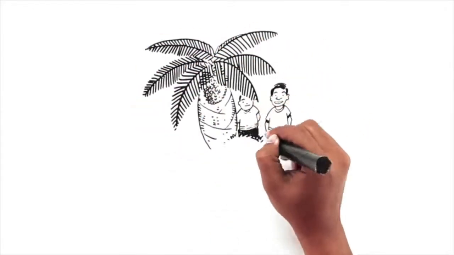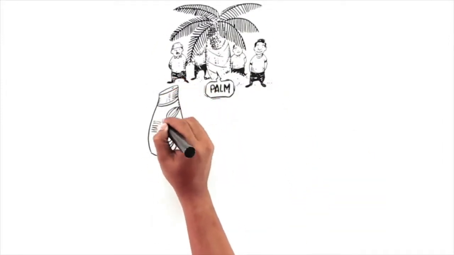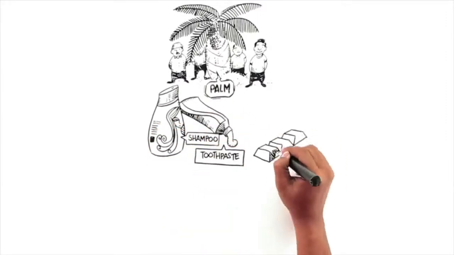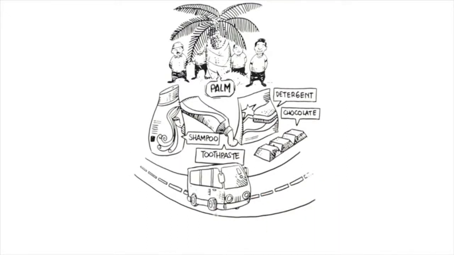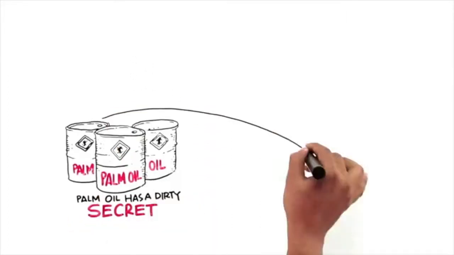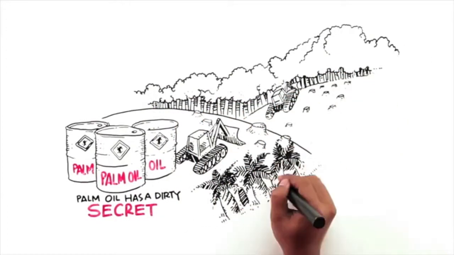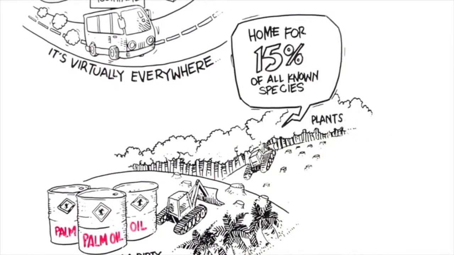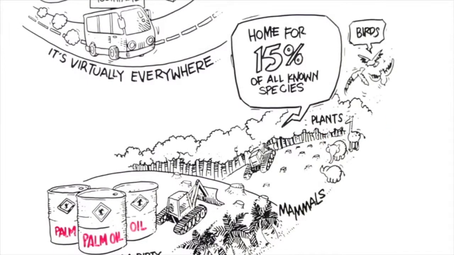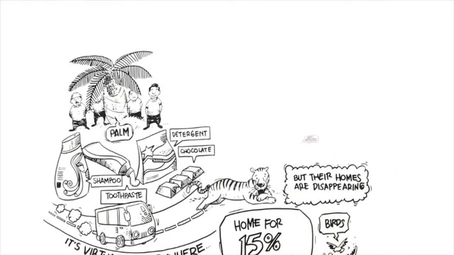There's a good chance that you use palm oil every day without even knowing about it. It's an ingredient in products as diverse as shampoo, toothpaste, chocolate, and detergent, and even sometimes used in the fuel in our cars. It's virtually everywhere. But some palm oil has a dirty secret: forest destruction. Indonesia's rainforests are being cleared to make way for palm oil plantations. Indonesia is a treasure chest of biodiversity. It is home to up to 15% of all known species of plants, mammals, and birds. But their homes are disappearing, with as few as 400 Sumatran tigers left in the wild.